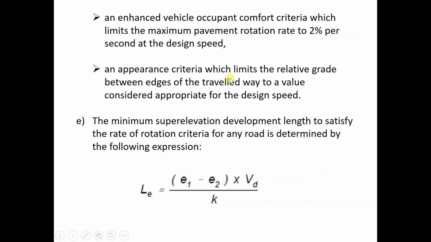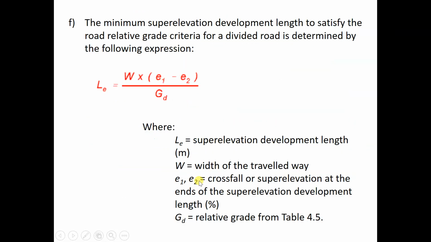An appearance criteria which limits the relative grade between edge of travel to a value considered appropriate for the design speed. So the divided road will have a higher standard in terms of super elevation control. The minimum super elevation development length to satisfy the rate of rotation criteria for any road is determined by the following expression.